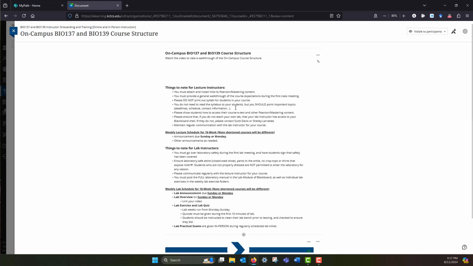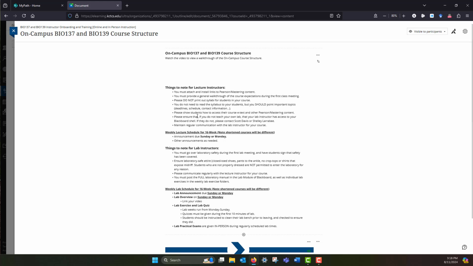You do not need to read the syllabus from front to back. What you should do is just point out the important topics, things like deadlines, when they can withdraw from the course, and when midterms will be posted. Go over your course schedule and where they can find it in the syllabus. Point out your contact information. Tell them the best way to reach you and how quickly you respond when they do reach out to you.